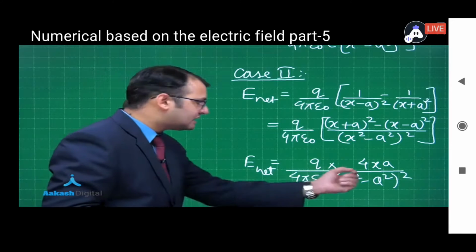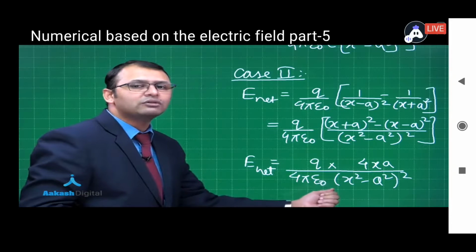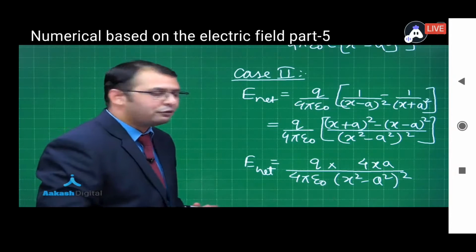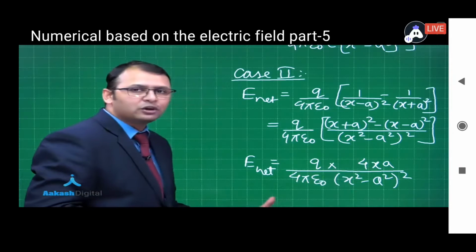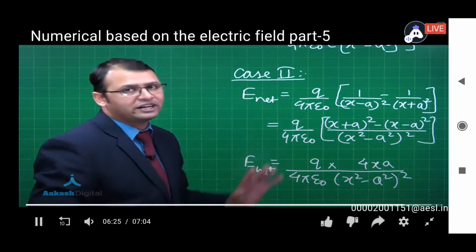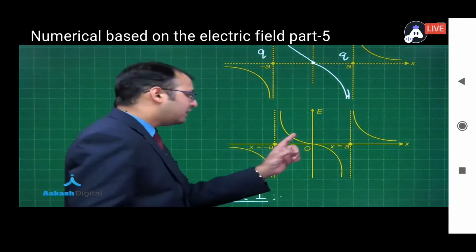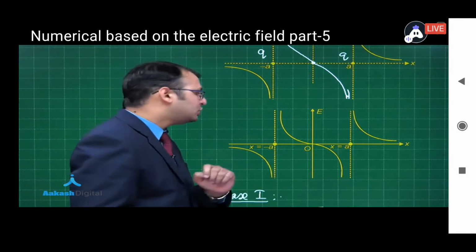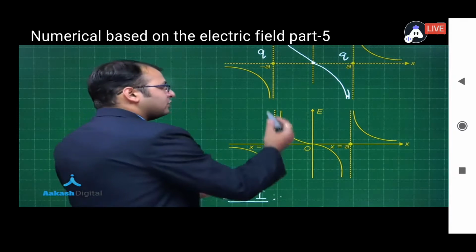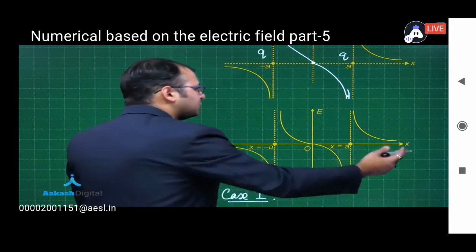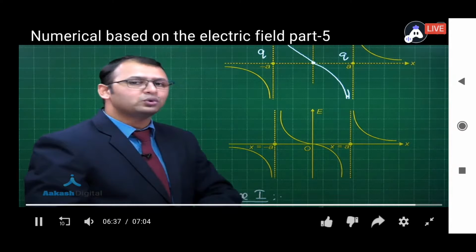Now you put x equals 0. What will be the value of the electric field? 0. When you put x equals a, you will find the electric field would be infinite. So this is what I was showing you, that when x equals 0, the electric field will be 0. When x equals a, the electric field would be infinity. And the case beyond the charges is already known to you.